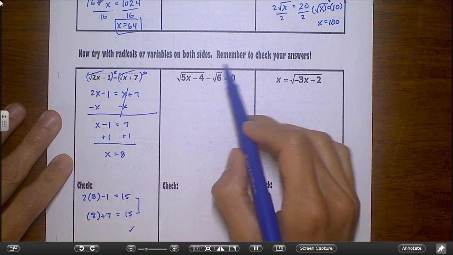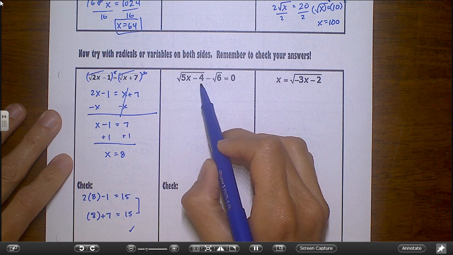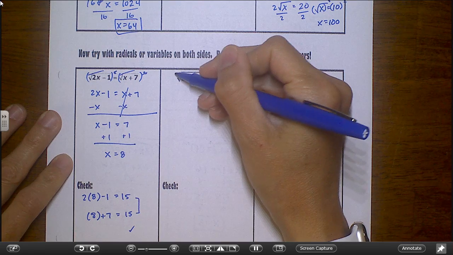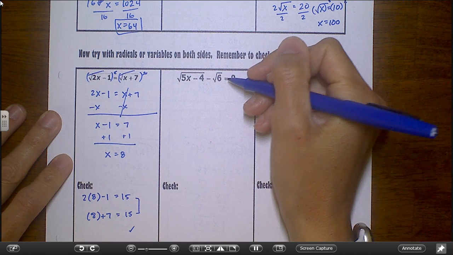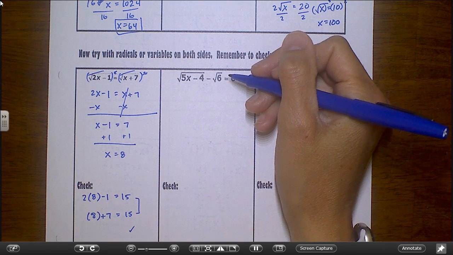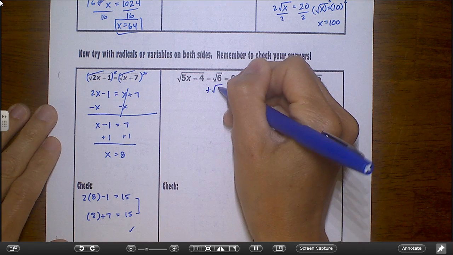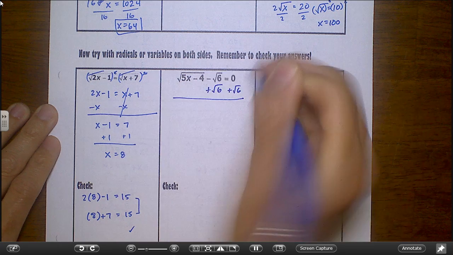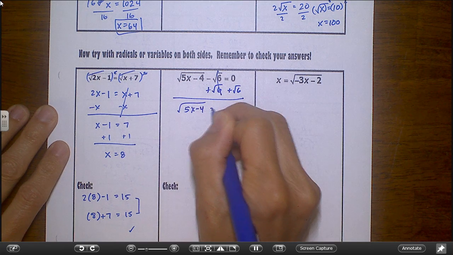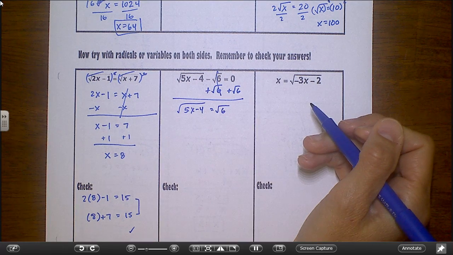Okay. So with this one, we have rad 5x minus 4 minus rad 6 equals 0. You do not want to square this entire thing, because then again, you're multiplying binomials, and that is not cool. So what I would do is move this rad 6. So I have rad 5x minus 4 equals rad 6.